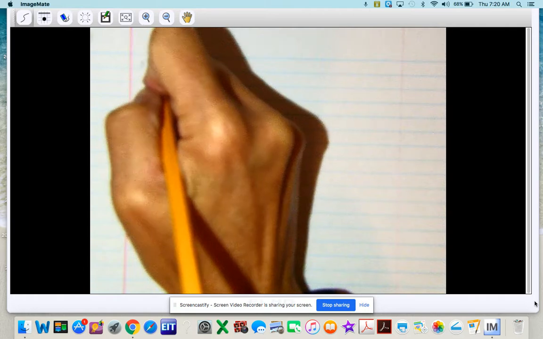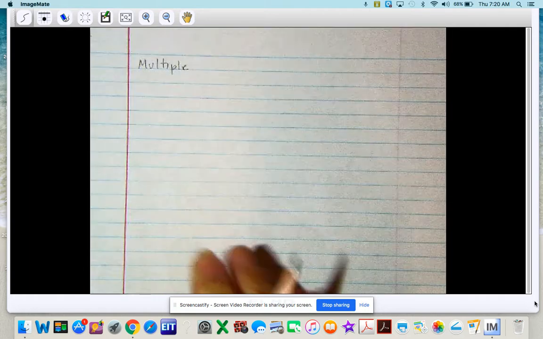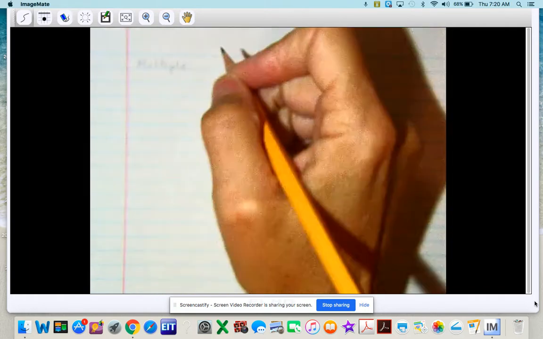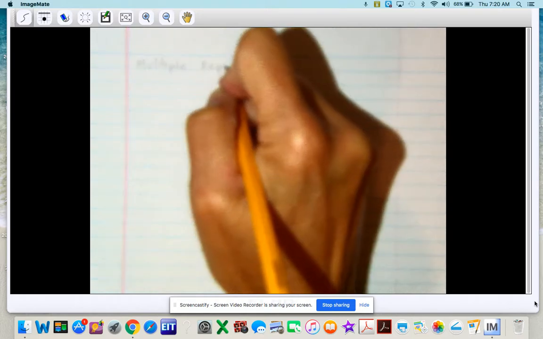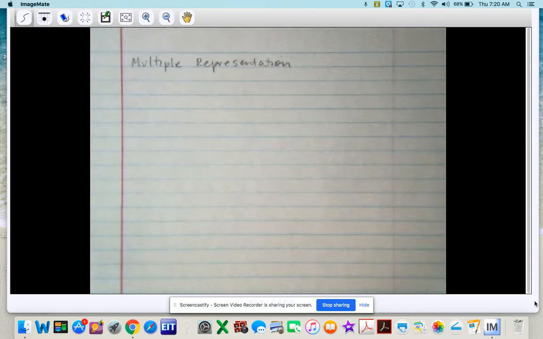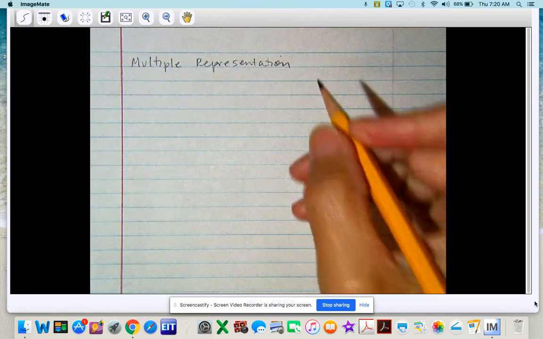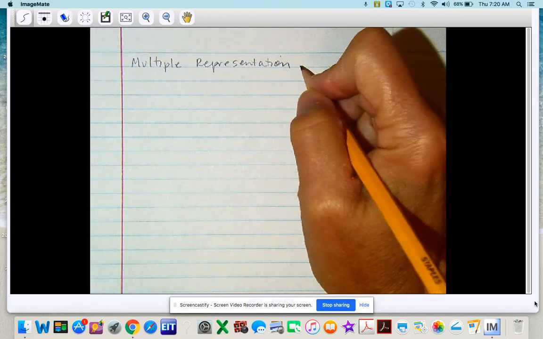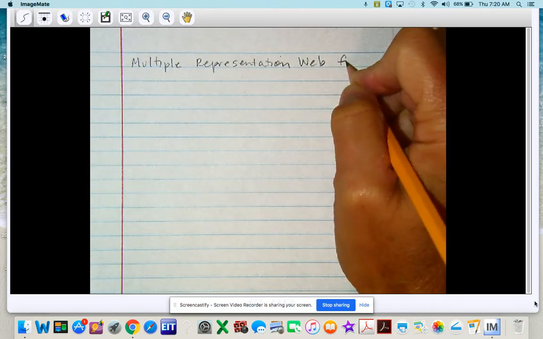Okay, so we're going to now put a learning log entry in. So go ahead and turn your page and write down multiple representation, depth focusing. Multiple representation web for linear functions.